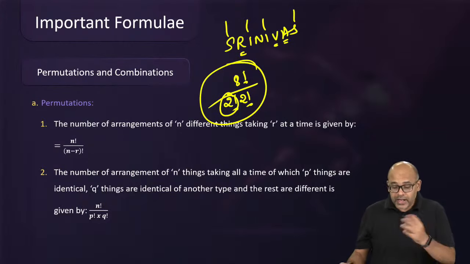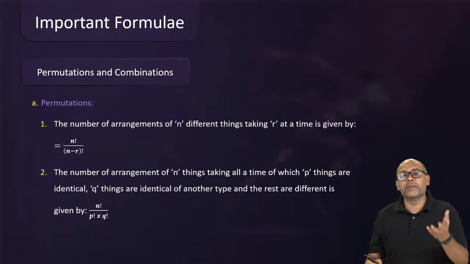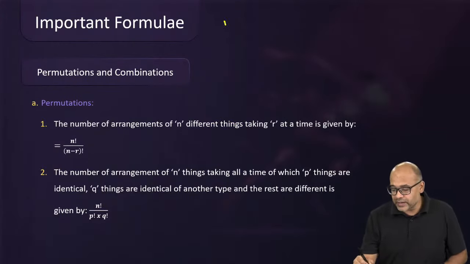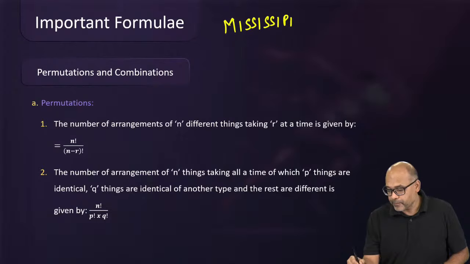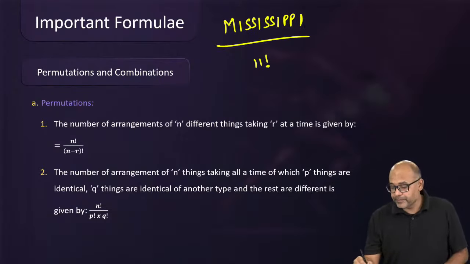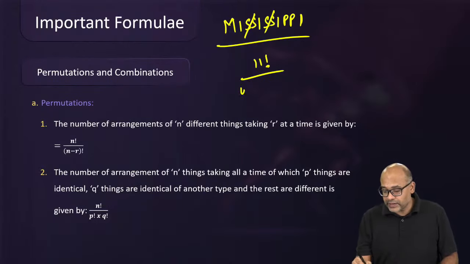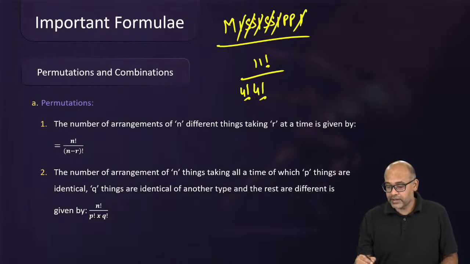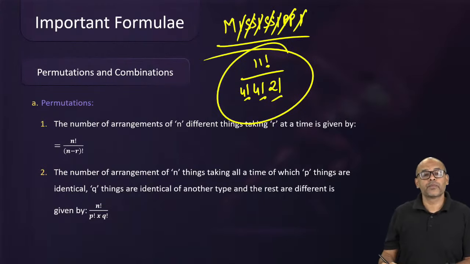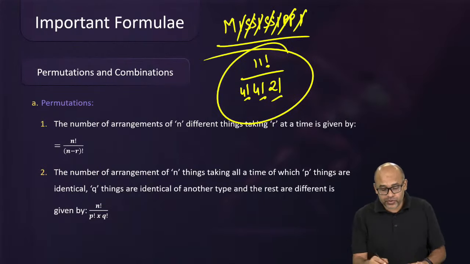2 factorial. Let's take a bigger example. This is a very famous one, all textbooks use this. The city Mississippi. Sorry, the river Mississippi. So here, this is an 11-lettered word. Now, how many S's are there? 4 S's. How many I's are there? 4 I's. How many P's are there? 2 P's. This is your answer. Clear? So this is how you use this formula over here.